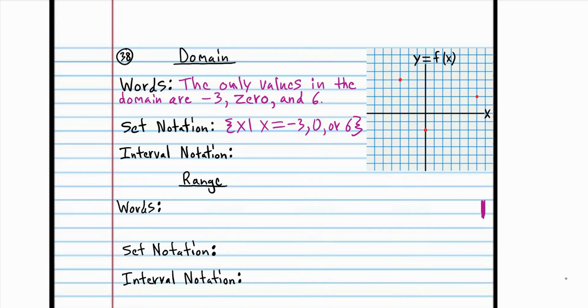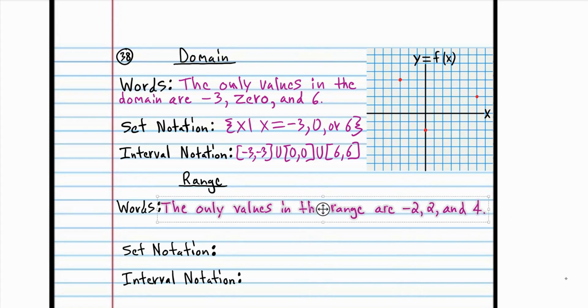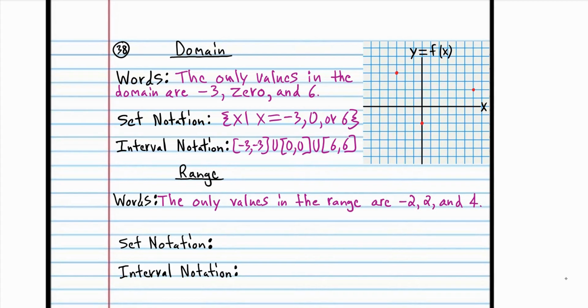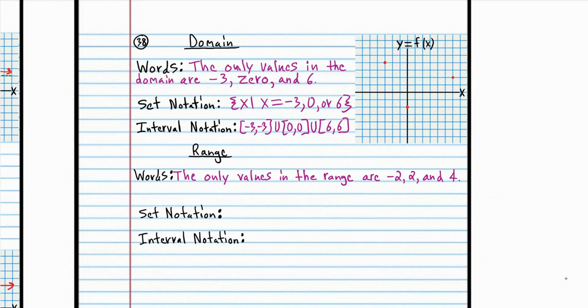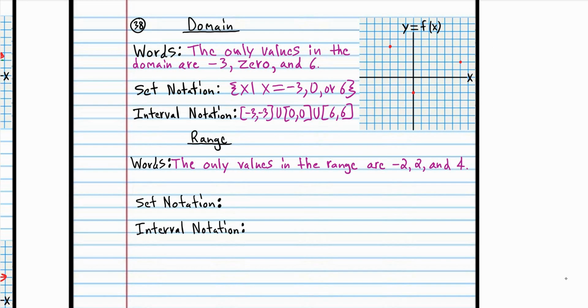In interval notation, we would use brackets, negative 3, comma, negative 3, union 0, comma 0, union 6, comma 6, using brackets. So if you got that right, excellent. The range is the y values of those points. There's 3 points, so 3 y values, negative 2, 2, and 4.